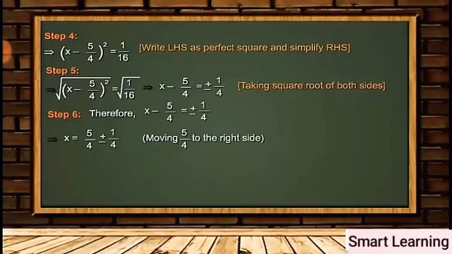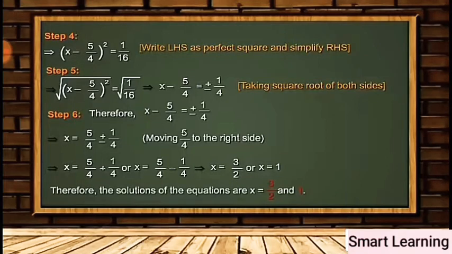Therefore, x - 5/4 = ±1/4. Moving 5/4 to the right side, we get x = 5/4 ± 1/4. This gives x = 5/4 + 1/4 or x = 5/4 - 1/4, which implies x = 3/2 or x = 1. Therefore, the solutions of the equation are x = 3/2 and 1.